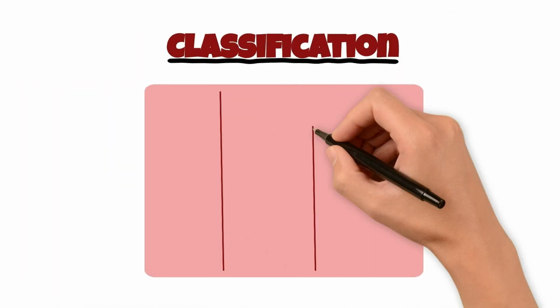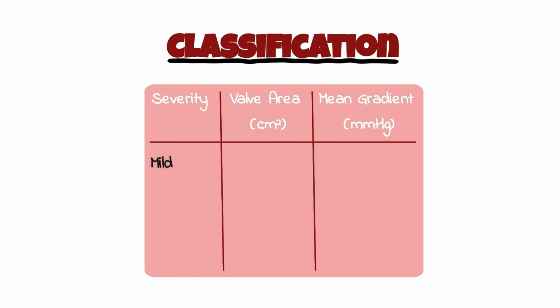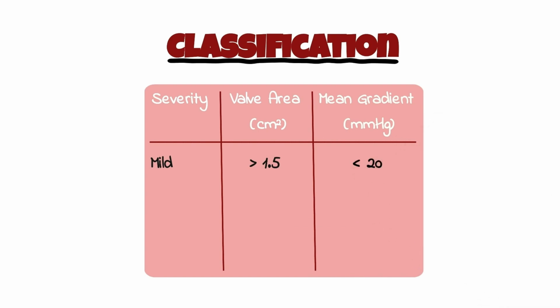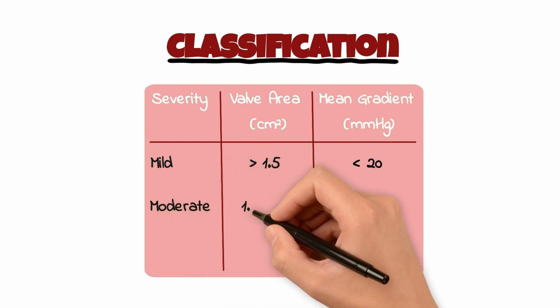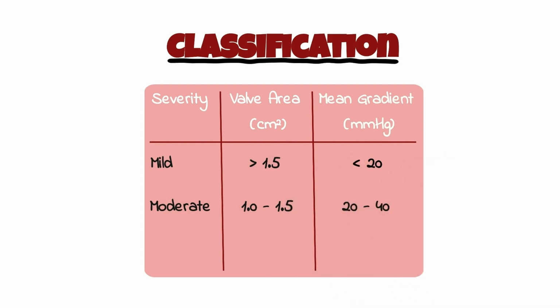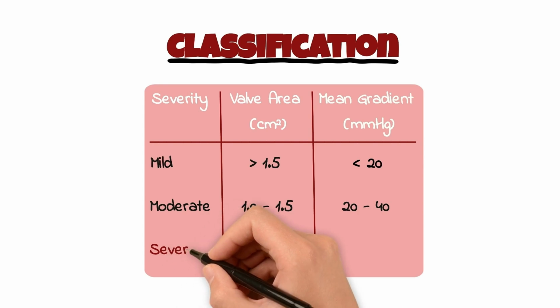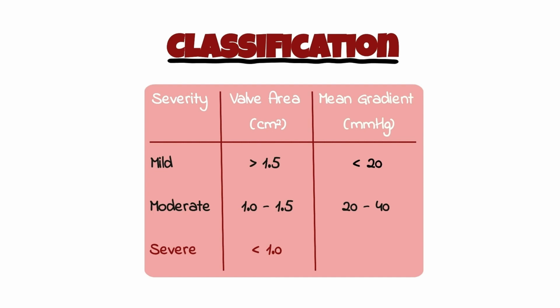Classification. Mild aortic stenosis has a valve area of more than 1.5 cm squared, with a mean gradient of less than 20 mmHg. Moderate aortic valve stenosis has a valve area of 1.0 to 1.5 cm squared, with a mean gradient of 20 to 40 mmHg. Severe aortic valve stenosis has a valve area less than 1.0 cm squared, with a mean gradient of over 40 mmHg.